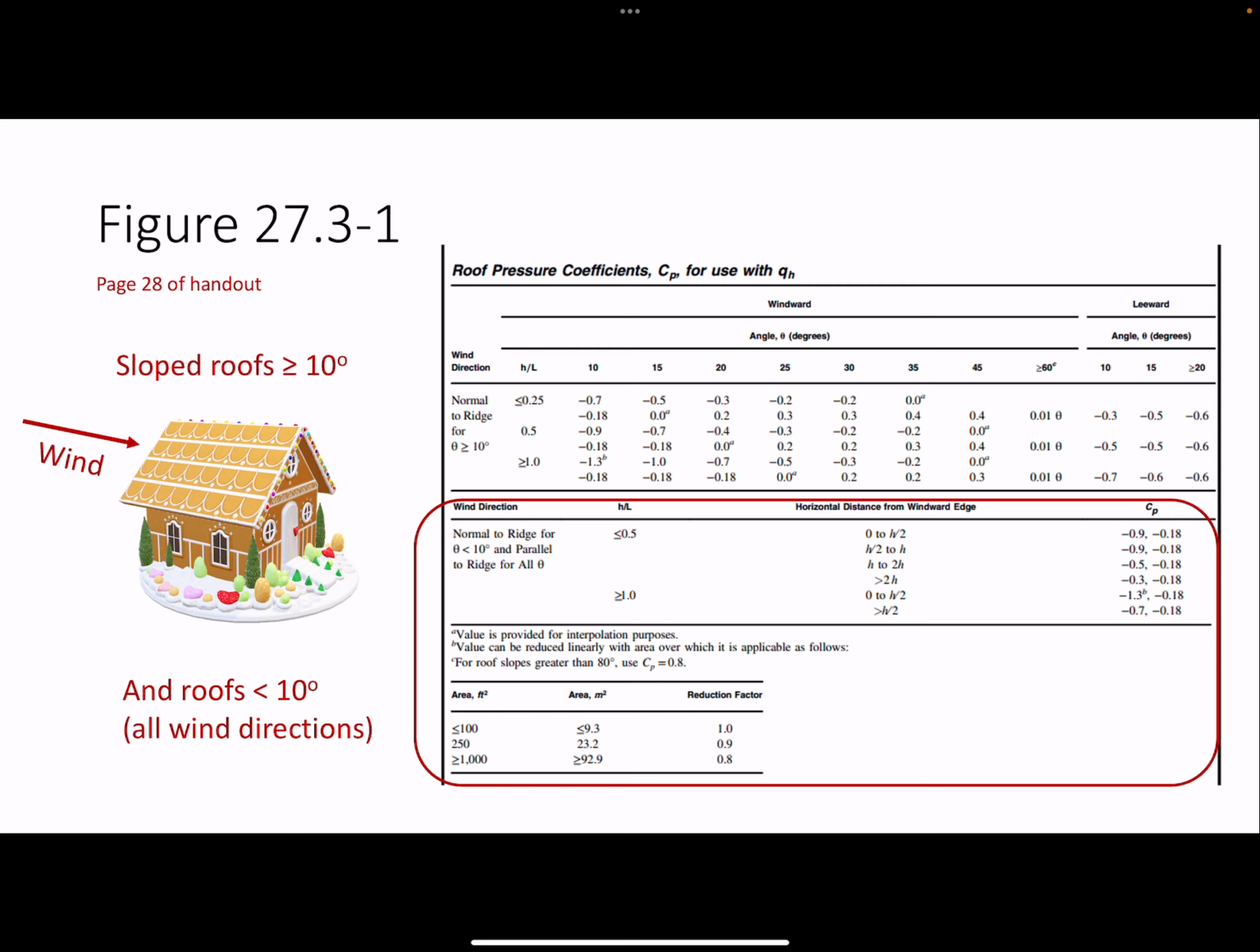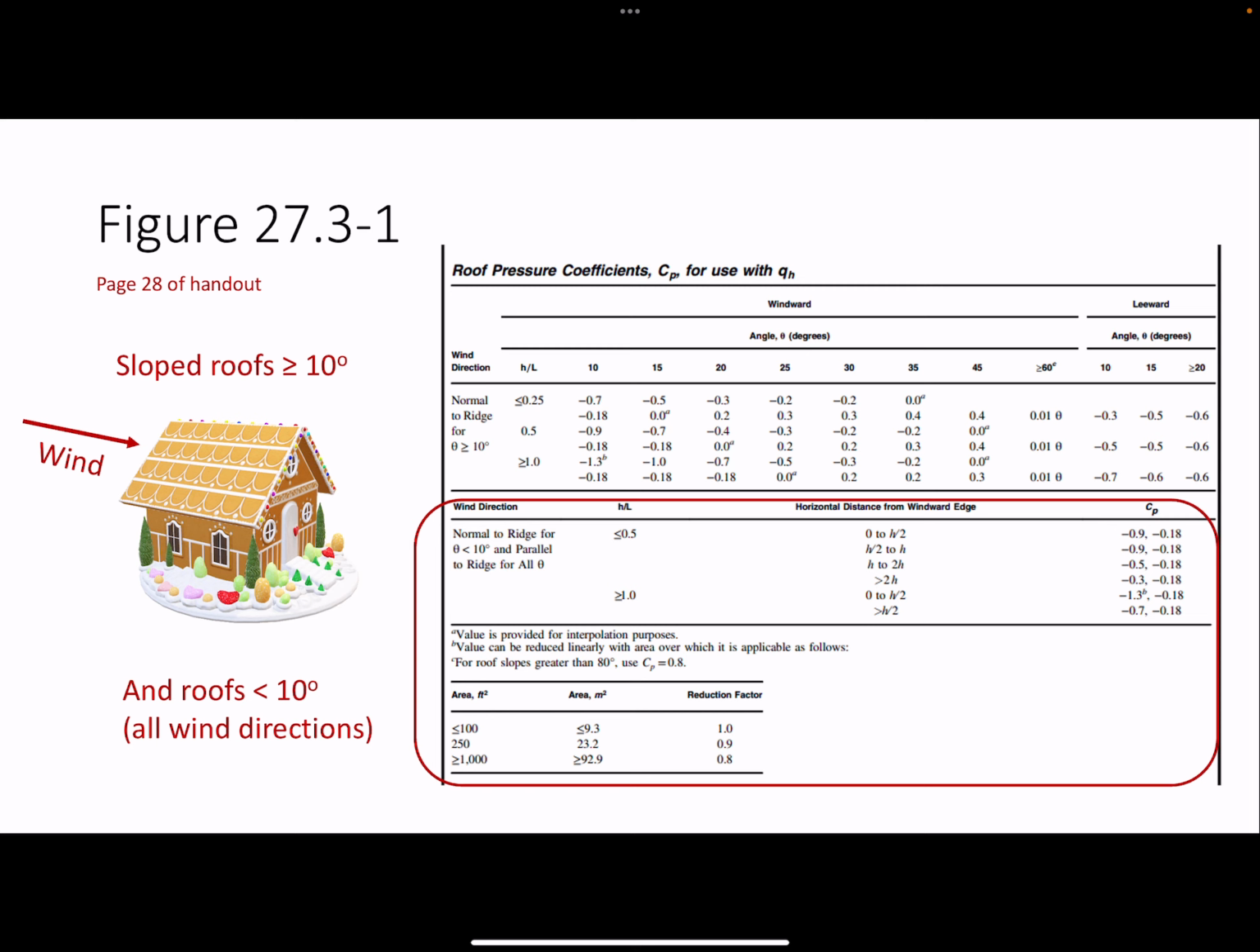And so you enter this table with that H over L ratio, right? Now H again is that mean roof height, L is the length parallel to the direction of the wind. So based on that ratio, then you also have to think about how far you are along the roof from the windward edge, right? So from 0 to H over 2, that's the nearest section. Your CP value is going to be higher in magnitude, right, for the portions that are closer to the windward wall. H over 2 to H, same thing.